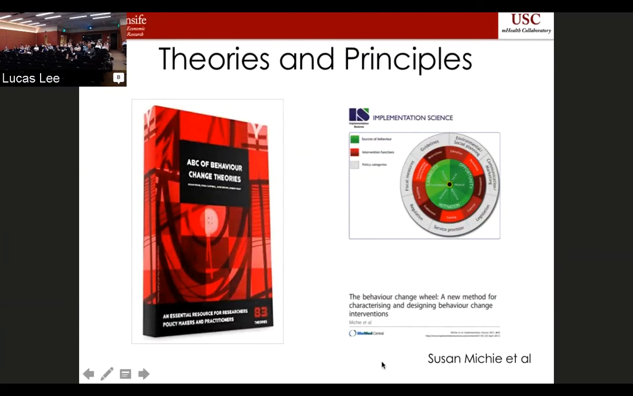A categorization of various mechanisms of change. So what makes something change? For instance, one great mechanism of change within the obesity world is self-monitoring. If you self-monitor, it helps you to change your behavior.